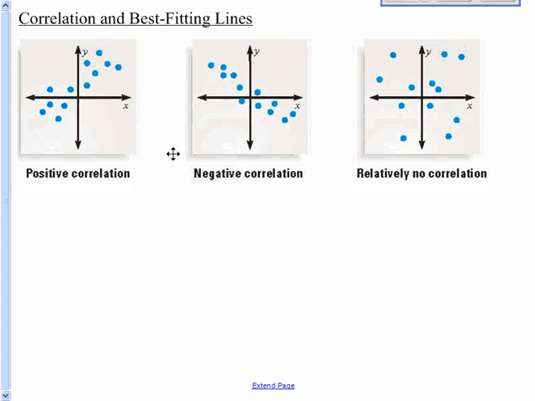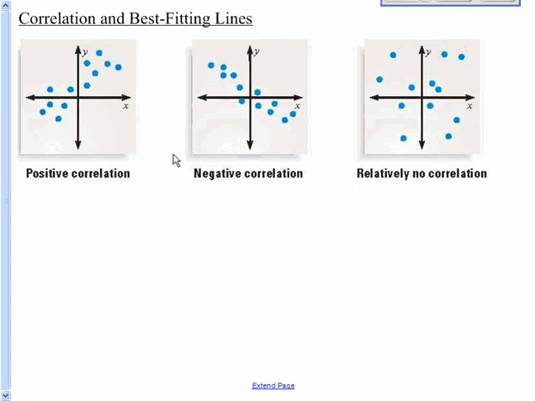Today we're going to use some scatter plots and correlations, and we're going to approximate some best fitting lines. So let's look at these scatter plots here, which are just a graph of ordered pairs that are used to determine whether there's a relationship or not between the paired data. The first one here is showing you a positive correlation.